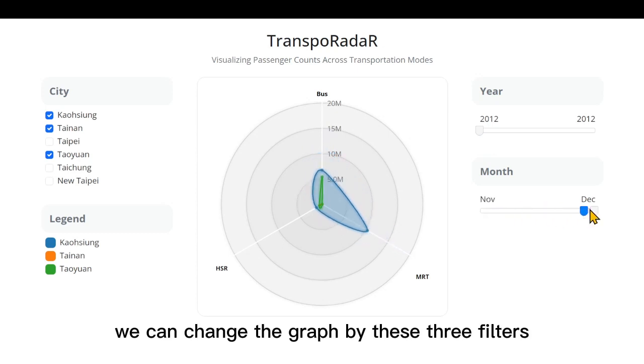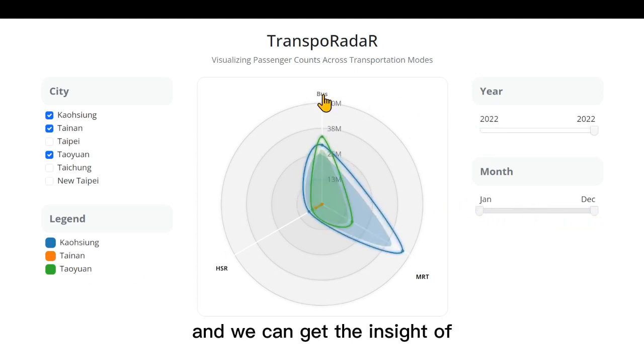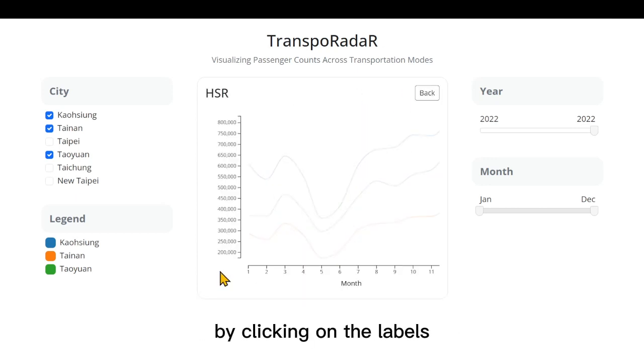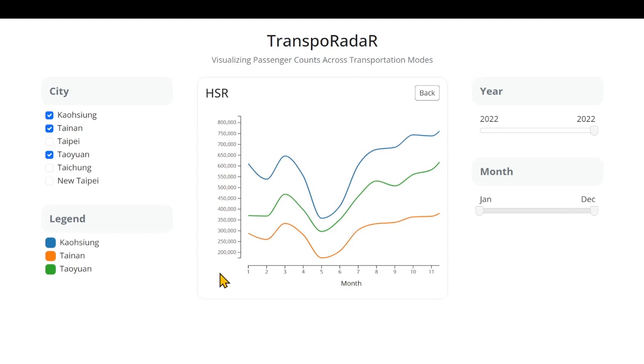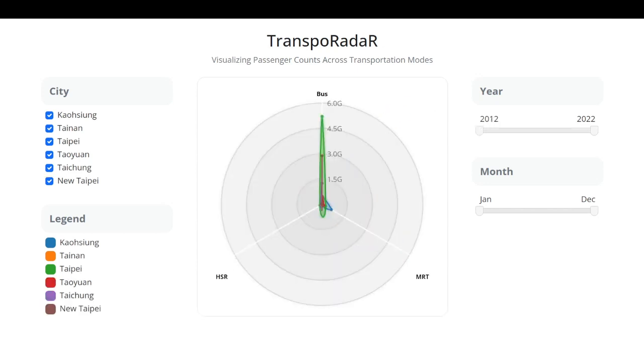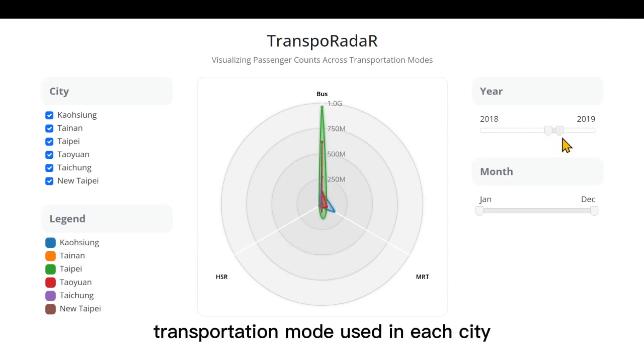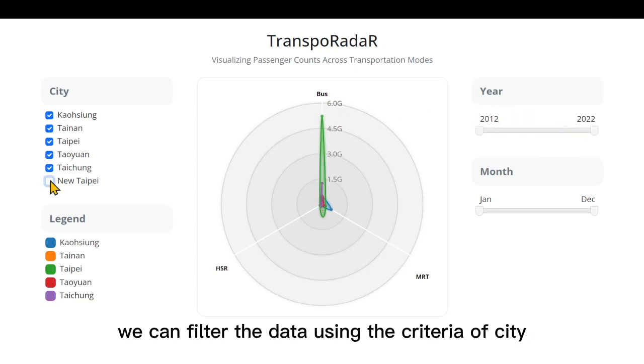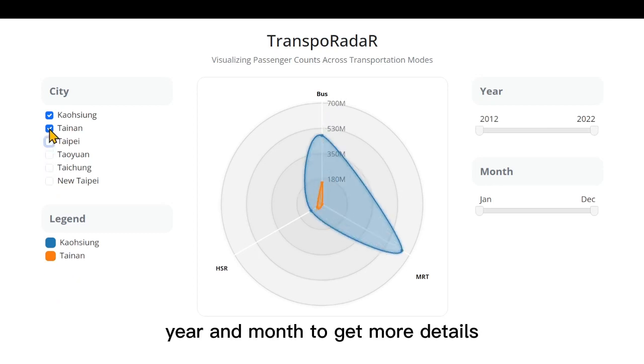We can change the graph by these 3 filters, and we can get insight into a particular transportation mode by clicking on the labels. At first glance, you can easily understand the predominant transportation mode used in each city, which is bus. We can filter the data using the criteria of city, year, and month to get more details.